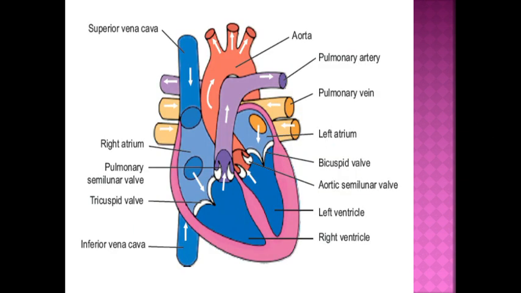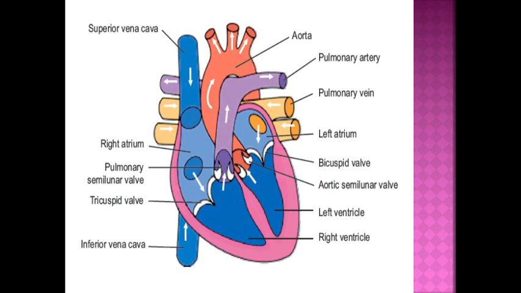Next is the function of the heart. The deoxygenated blood from the body is moved to the right atrium through the superior vena cava. The right atrium contracts, the tricuspid valve opens, and blood moves into the right ventricle. Now the right ventricle contracts and the pulmonary semilunar valve opens, and the blood moves through the pulmonary artery into the lungs where it carries the oxygen.